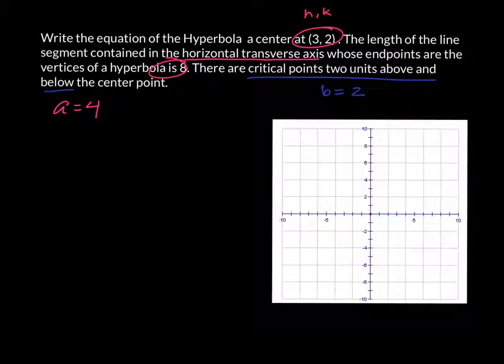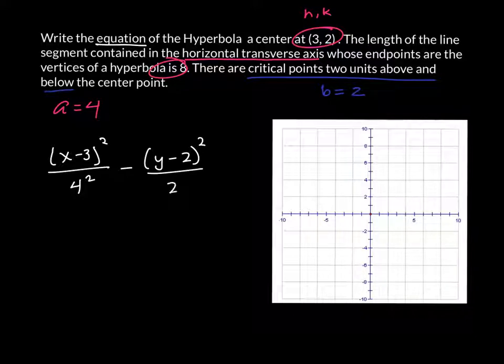Now, if I look at the directions, they say just to write the equation of the hyperbola, so I have what I need to write that. My equation is (x minus 3) squared over a squared, minus (y minus 2) squared over 2 squared. And again, this is coming from the fact that I have h and k, and a and b. When you plug the h and k into the formula, you need to remember to change those signs.